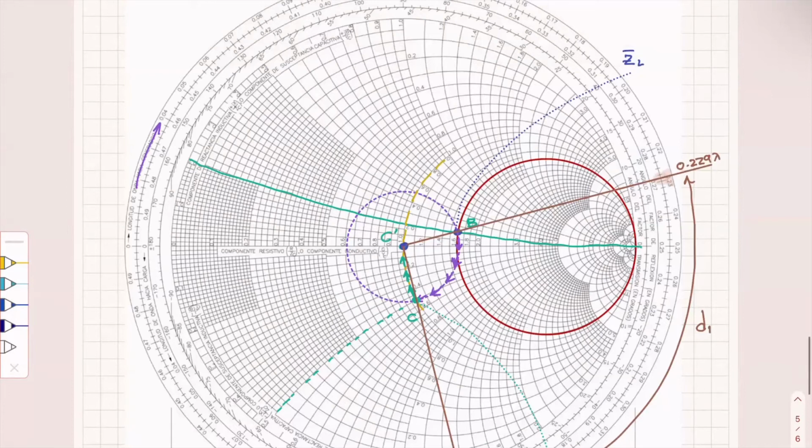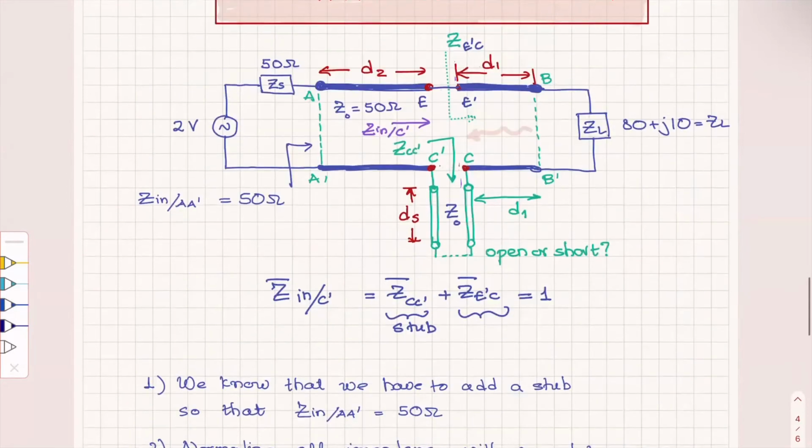So no matter how much more line I have, D2 can be any length, because I already have matched it at E C prime. So any length of the line, any D2 is going to give me the same match, because if your reflection coefficient is 0 at any point on the line, it's going to be 0 at any other point. So if I have a perfect match at E C prime, which is here, then I will have a perfect match here.